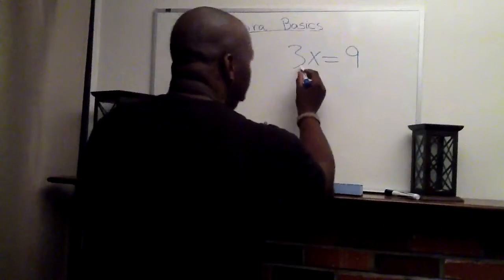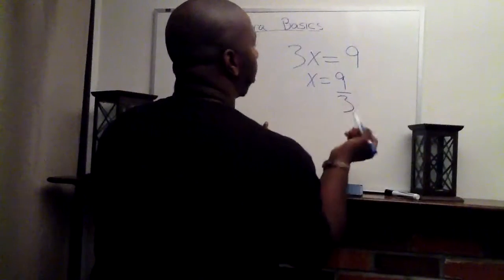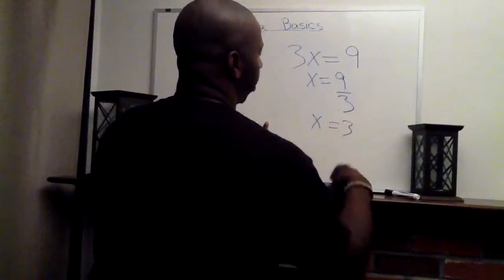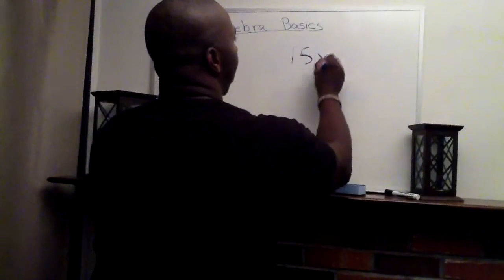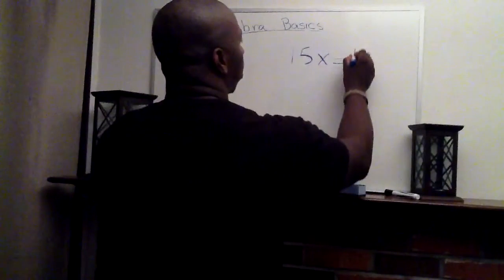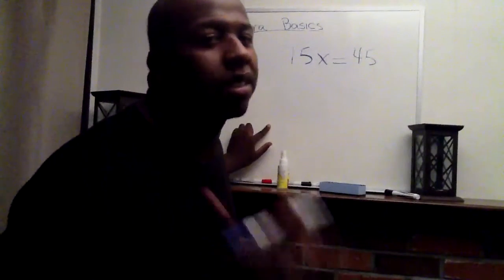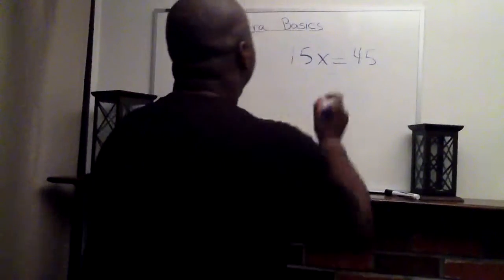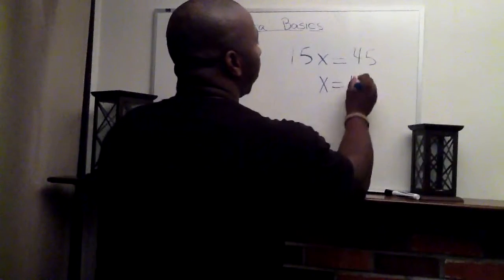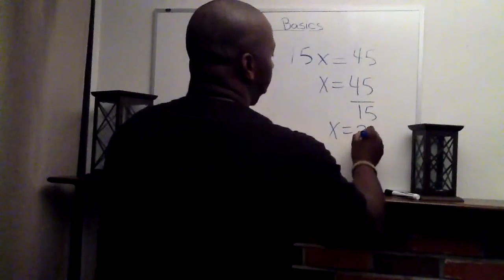So the way we solve this is x equals 9 divided by 3. So x is equal to 3. Let's play around a little more. Let's say your teacher throws a big number at you. Let's say 15x is equal to 45. Looks big, looks more scary, right? Well, it's not. Same exact rule for the same game. So x is equal to 45 divided by 15. x is equal to 3.